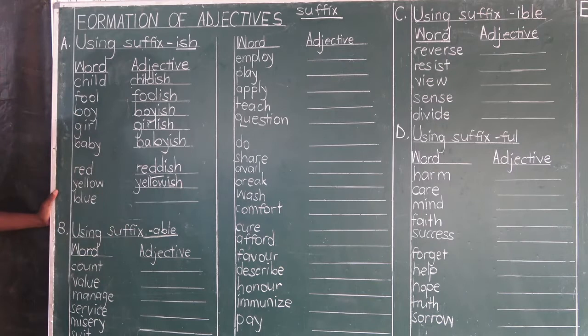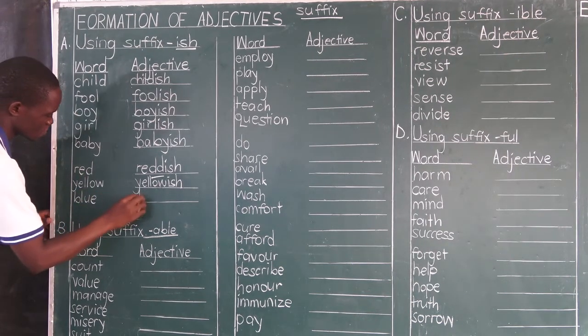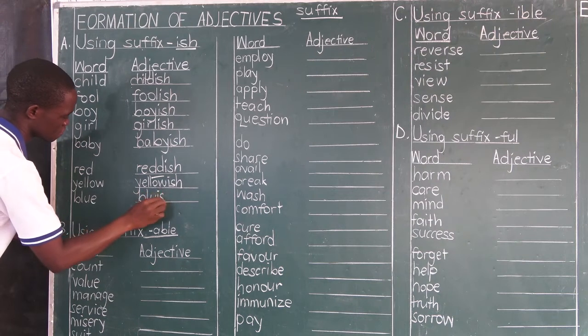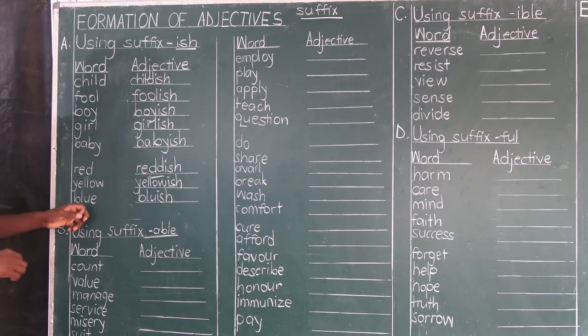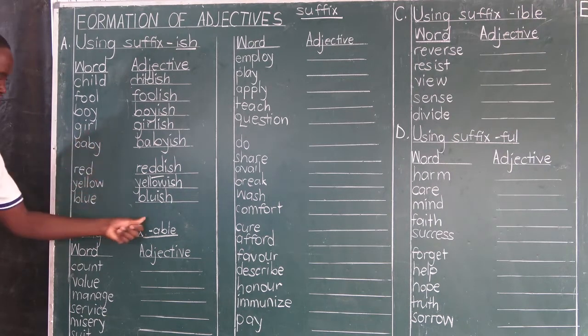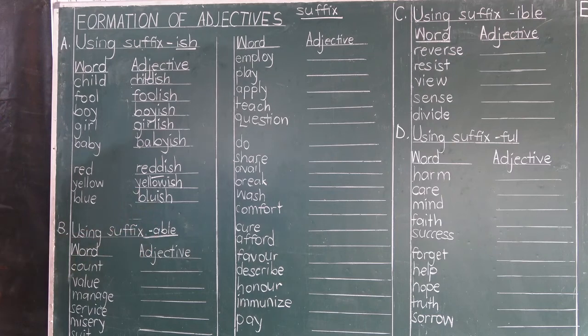Y-E-L-L-O-W-I-S-H. Yellowish. Next, we have blue, which changes to bluish. Blue is an adjective as well as a noun. Still, from the noun blue, we can form another adjective. Much as blue is an adjective, it is also a noun because it is a color. Colors are nouns. So blue as a noun can change to an adjective, bluish.